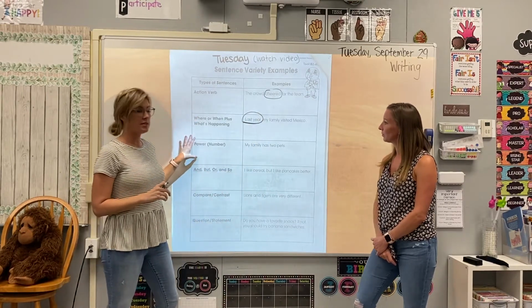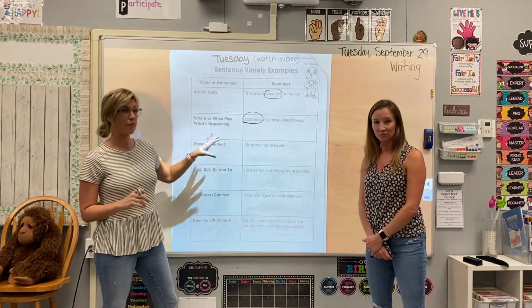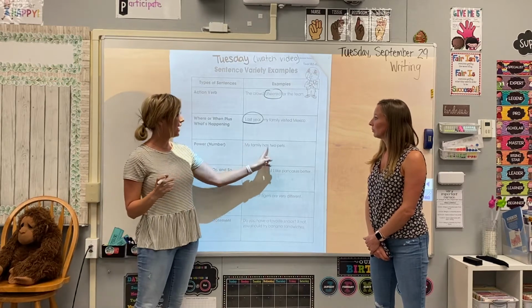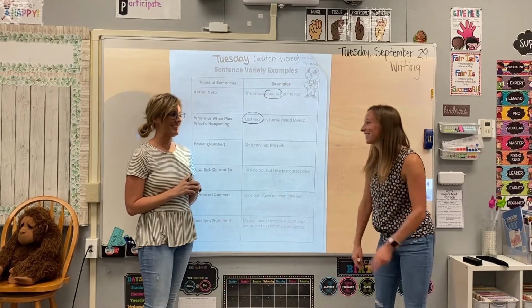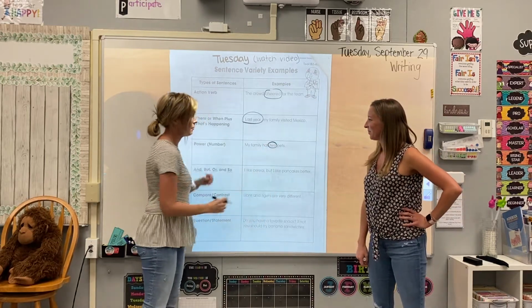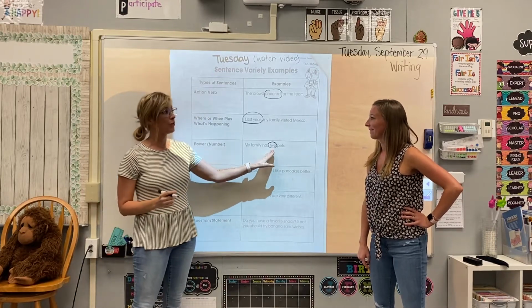Our third type of sentence is called power, and that usually means that there's a number in it. So we're looking for the number that's in the sentence. My family has 2 pets. Easy. What is it? It's 2. So I think this is important to tell the kids. I noticed that they spelled out the word 2.